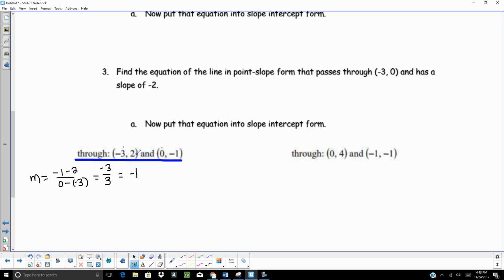Now I need to choose a point. I'm just going to choose that point. So that tells me my x-coordinate. That 2 tells me my y-coordinate. So I'm going to use point-slope form because I have a point and a slope. So I'm going to get y minus 2 equals -1 times x minus -3. And I put +3 because it's minus and negative. 2 negatives make a positive. Well, I want to make this look nice and pretty, so I want it in slope-intercept form, so I'm going to have to distribute.